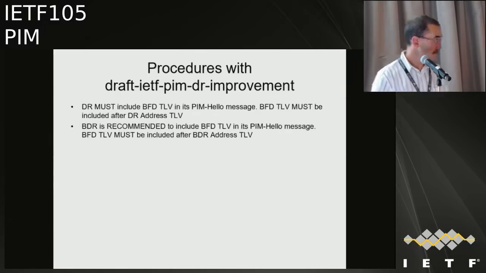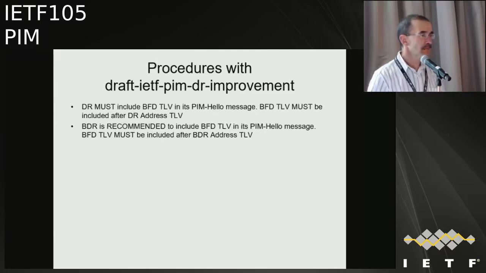But I have one more comment. There are implementations today using regular point-to-point BFD with PIM to quickly find out that the DR has gone away. So I feel like what is in this draft is useful also independent of the DR improvement draft. At least in my opinion, it would be good to allow people to use this hello option regardless of DR improvement.